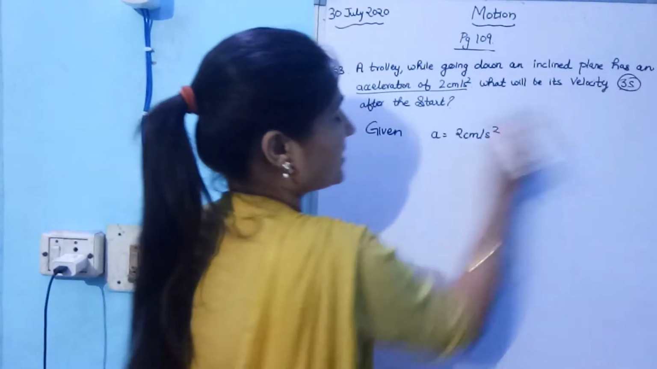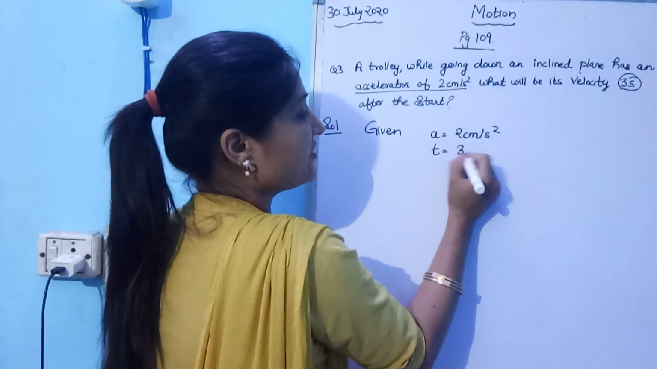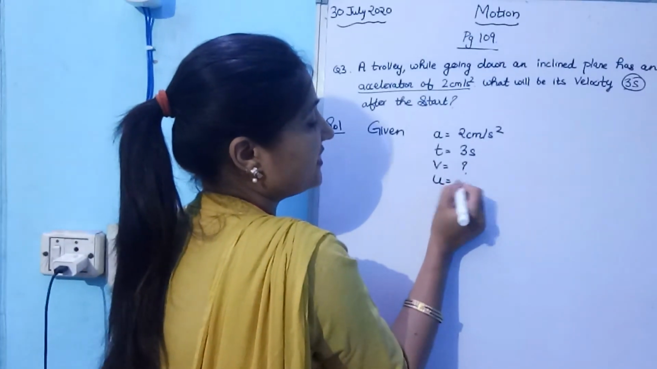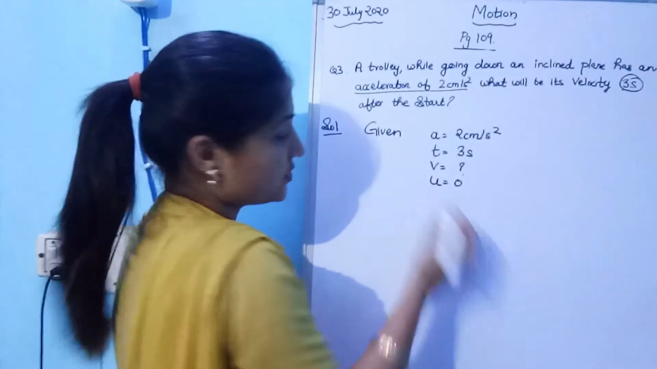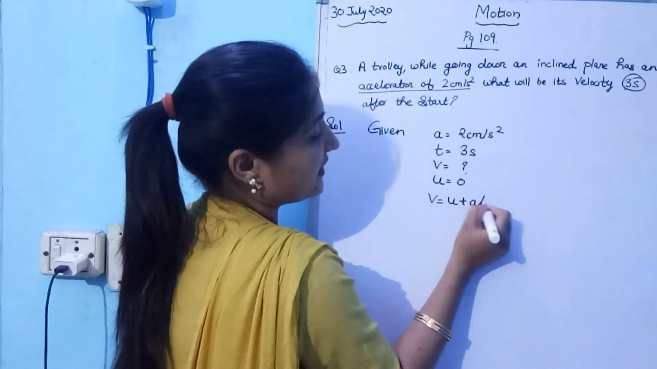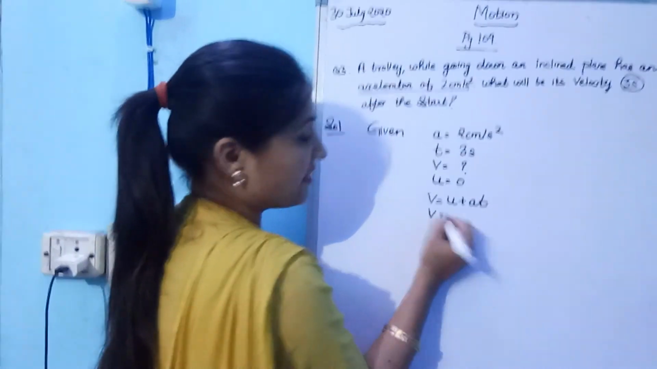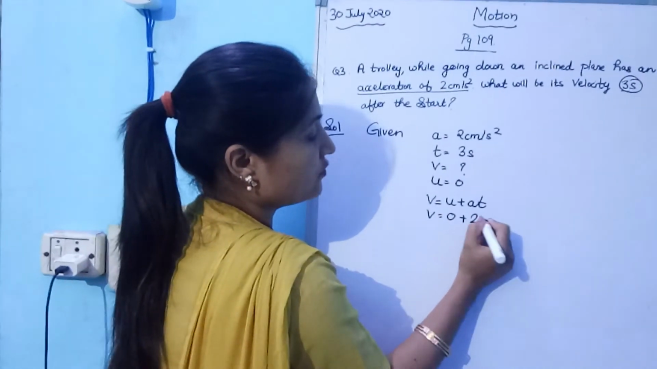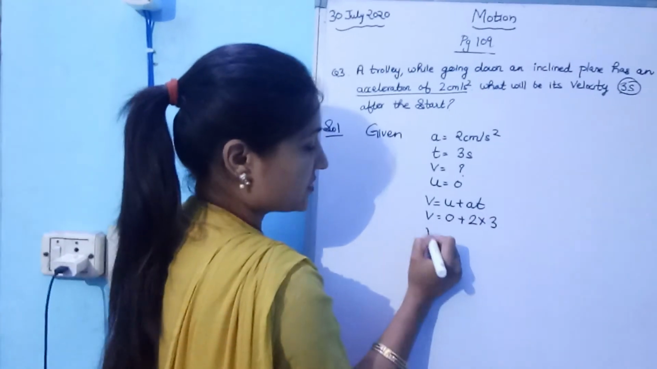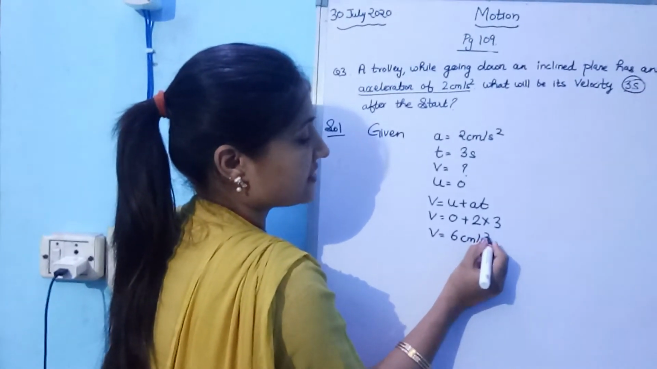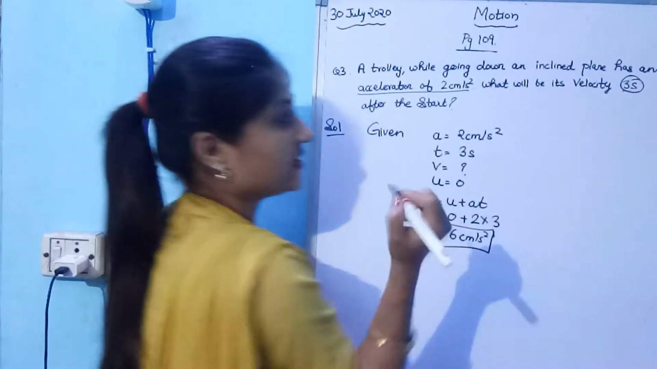That means 3 seconds is time. Time is 3 seconds. Velocity we have to find and initial velocity is 0. So we will apply the formula v is equal to u plus at. So v we have to find, the value of u is 0, acceleration is 2, multiplied by time 3. So the velocity is 6 centimeter per second.